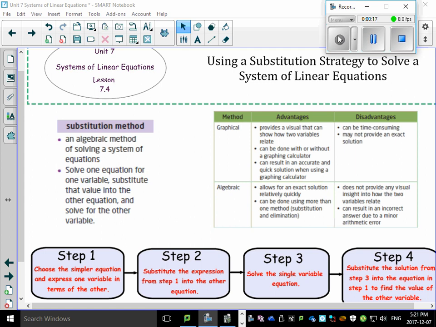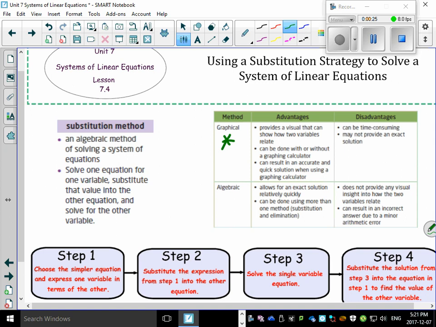Well, let's look at this though. There's some advantages for each. For the graphical method, think about it. The advantage is this. It's a nice visual representation of what you've just done. You can actually see your result on a graph. That's really sweet. You can do this without a graphing calculator if you want, using the intercept method, the y equals mx plus b method. And it's fairly accurate. It's not the greatest.